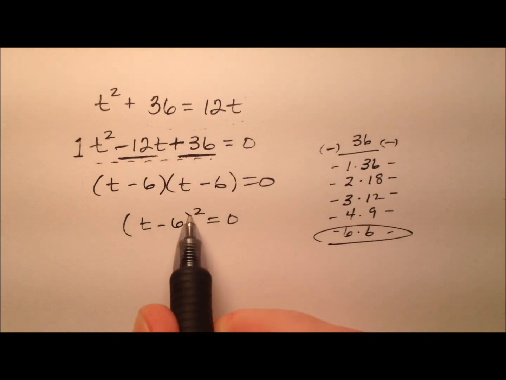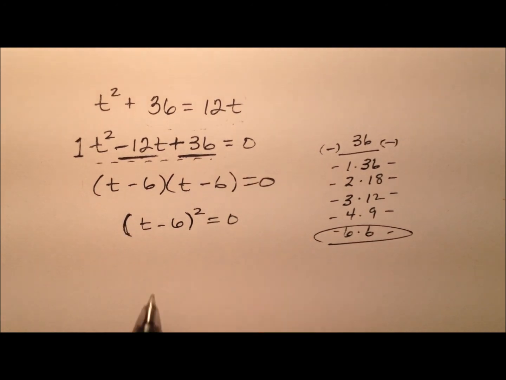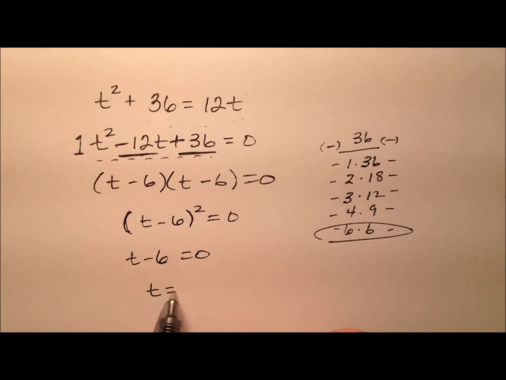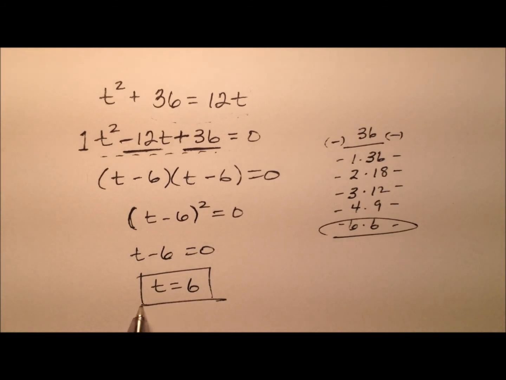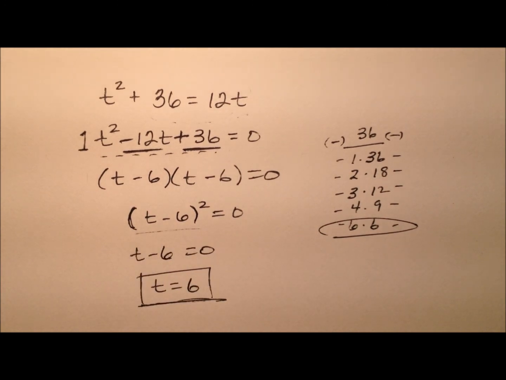So when I go through and do my zero property of multiplication, and I need to take all of these factors and set them equal to 0, I'll actually only have 1. So my solution is going to be t equals 6. And that's the only value that will work for this equation because it factored as a perfect square binomial. So here we go for that example.